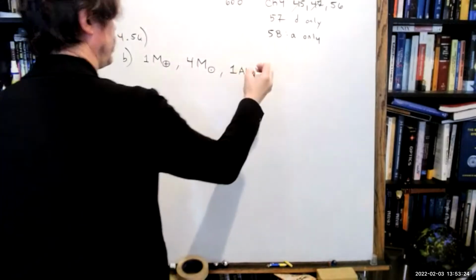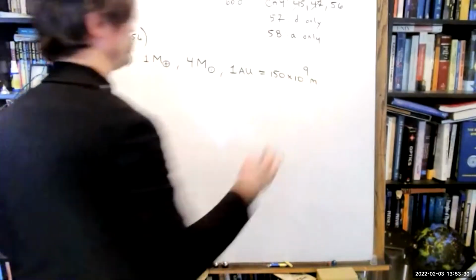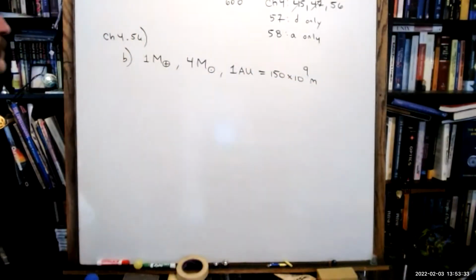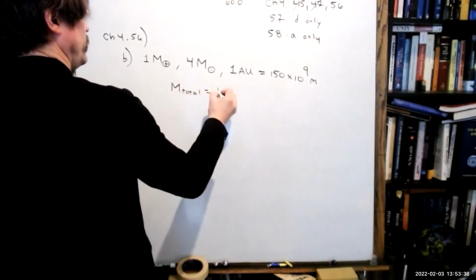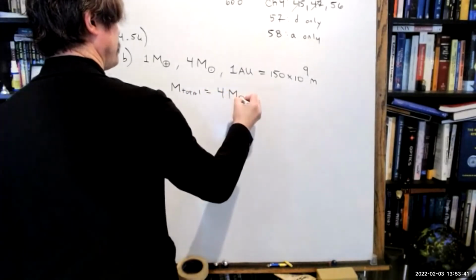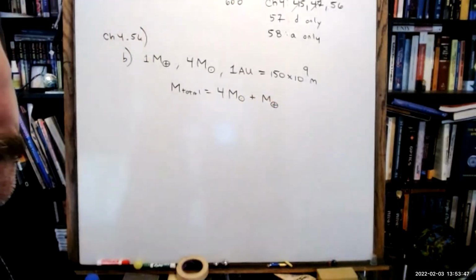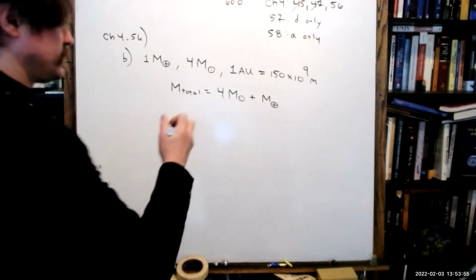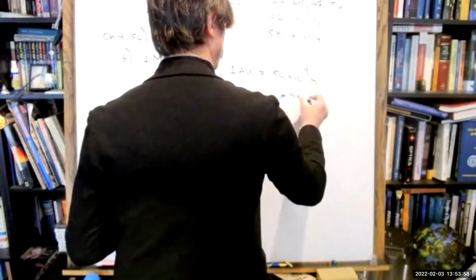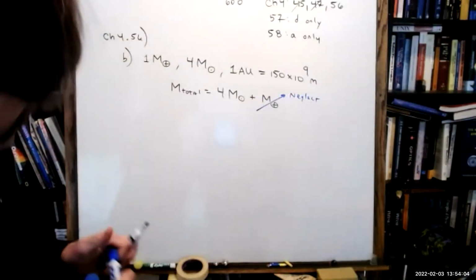Okay. Last time we worked out that 1 AU was 150 billion meters. Here, the total mass is 4 times the mass of the sun plus the mass of Earth. Can we simplify that? Four times the mass of the sun. Yeah, we can neglect the mass of Earth. I just wanted to make sure that you guys remember that the mass of Earth won't matter. The mass of the sun certainly will.